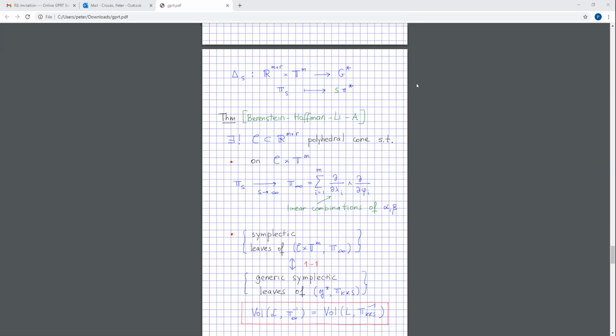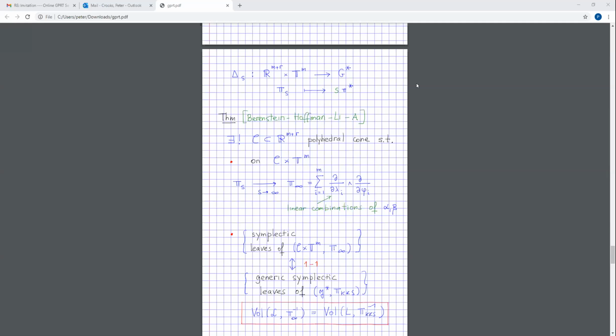And then there is another interesting feature, the symplectic leaves of this constant Poisson structure. What are they? They are some kind of intersections of hyperplanes with a cone, so some kind of polytopes times the torus. Those symplectic leaves are in one-to-one correspondence with generic symplectic leaves of the KKS bracket.